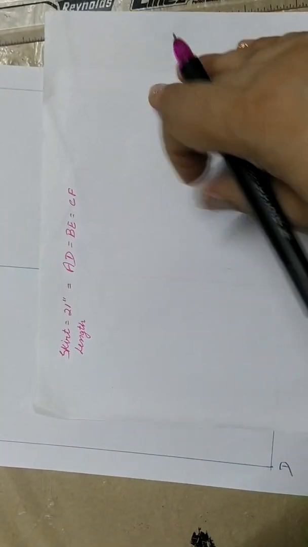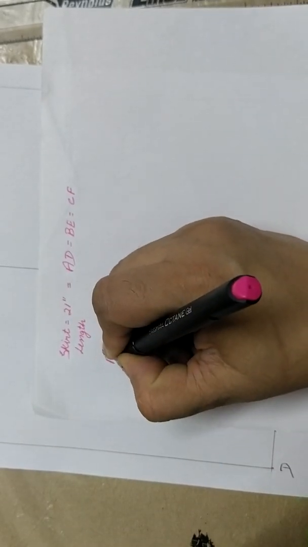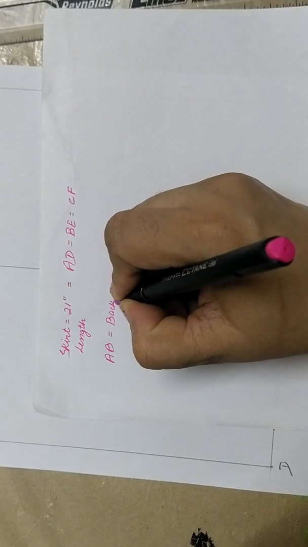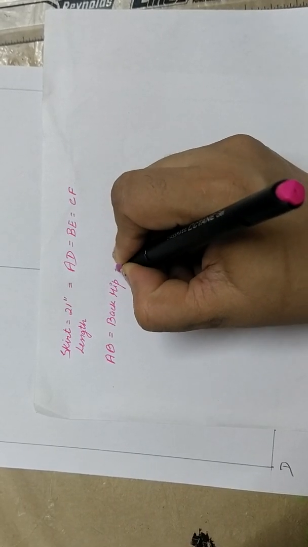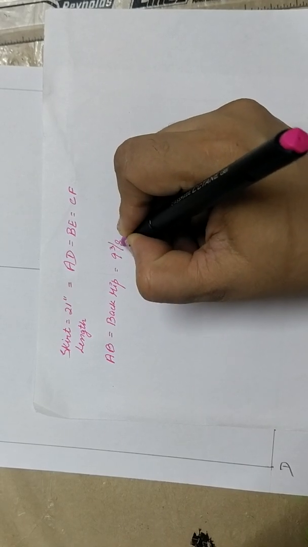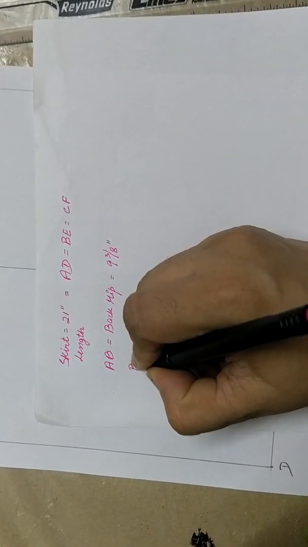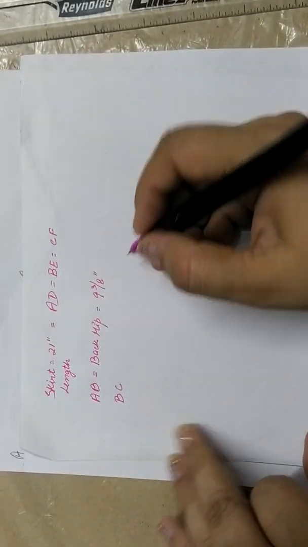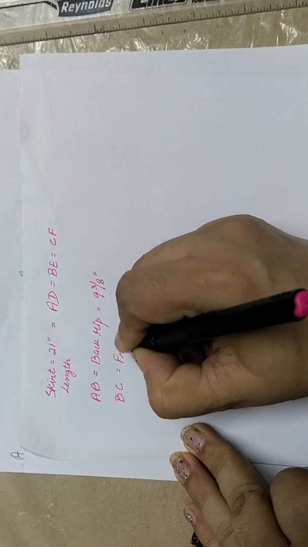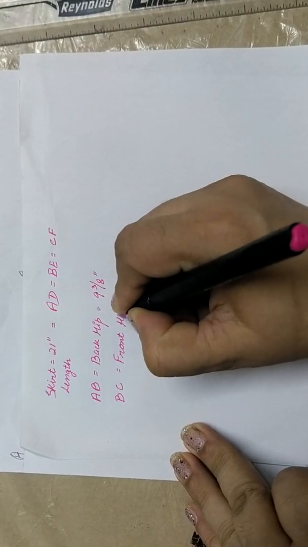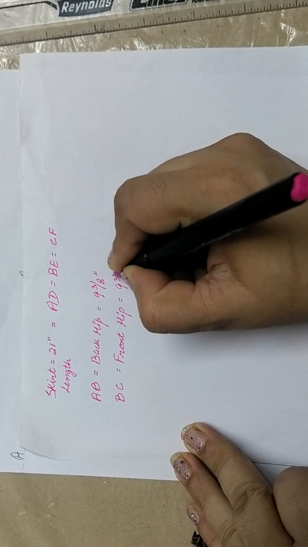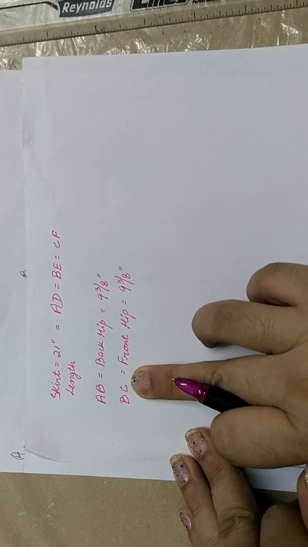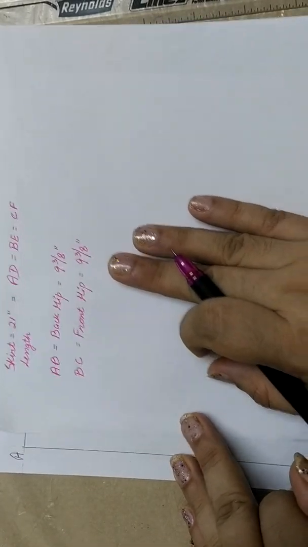Now after this, I have marked the width. So the back width is AB, and that is equal to back hip measurement, and that is 9 3/8 inches. BC, here you can see BC, it is equal to front hip, and this is equal to again 9 3/8 inches. So after marking the front and the back hip and the length, we need to mark the hip level.